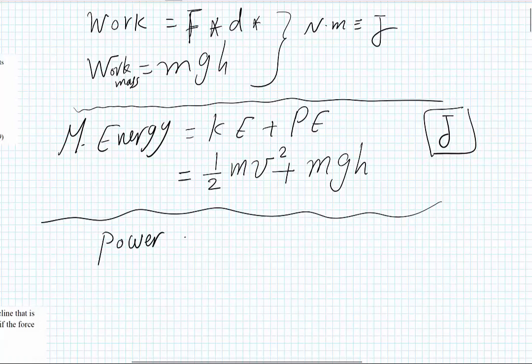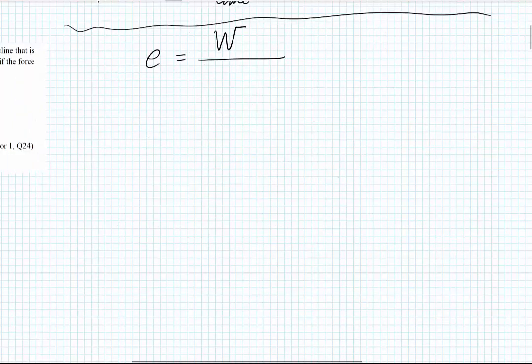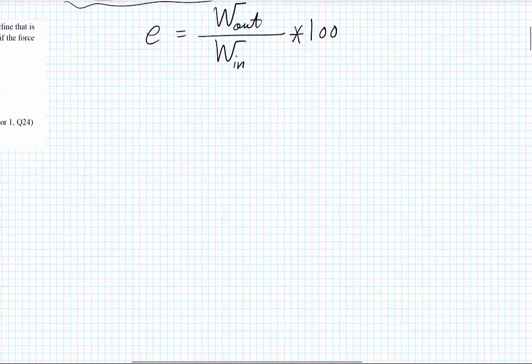The power. Power is the time rate of change of energy or the time rate of doing a certain work. So it equals the work over time or also the energy over time. The unit of power is joule over second, which we call watt. The efficiency of a machine equals the output work over the input work. Times 100 if you need it as percentage. The efficiency can never exceed 100%. Maximum efficiency of any machine is 100%.